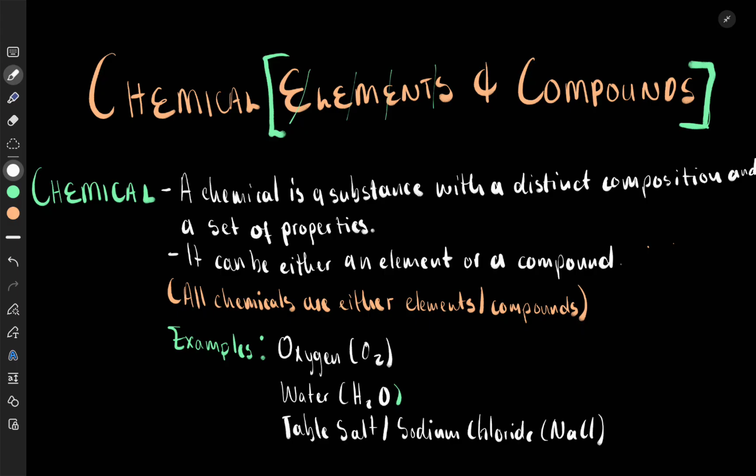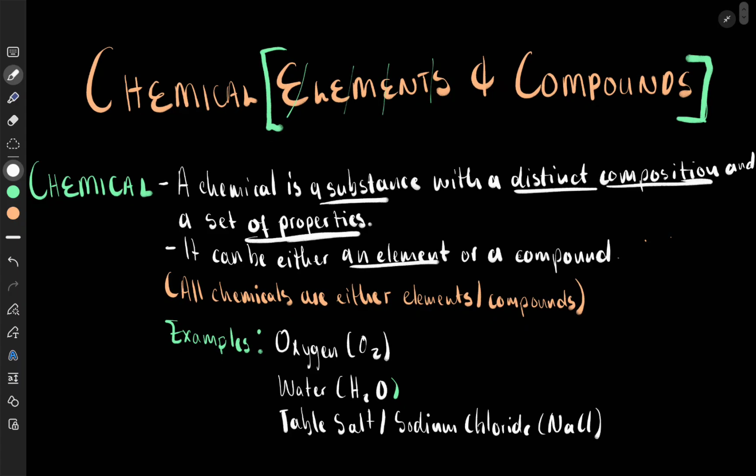So when we talk about a chemical, we'll be saying it is a substance that has its own properties, which we can then use to separate it from the rest of the things. So a chemical is any substance with a distinct set of properties, and also a distinct composition. In other words, it has its own structure. It can be either an element or a compound. So chemicals are either elements or compounds.